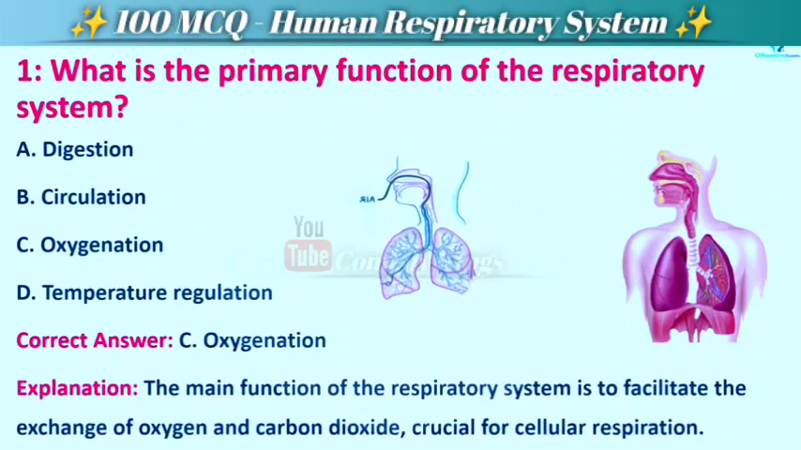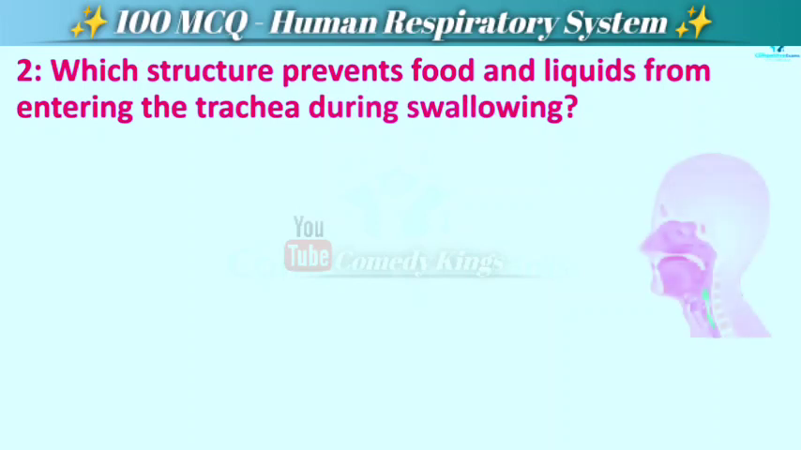The main function of the respiratory system is to facilitate the exchange of oxygen and carbon dioxide, crucial for cellular respiration. Question number 2. Which structure prevents food and liquids from entering the trachea during swallowing?